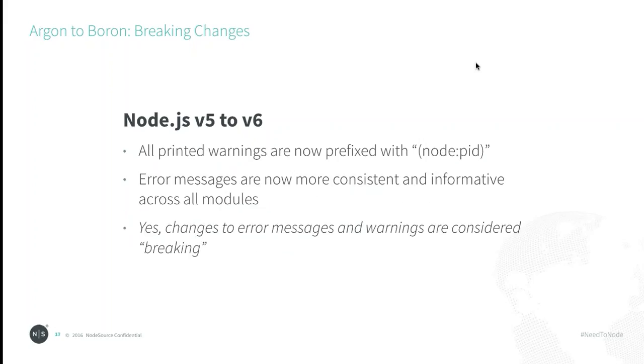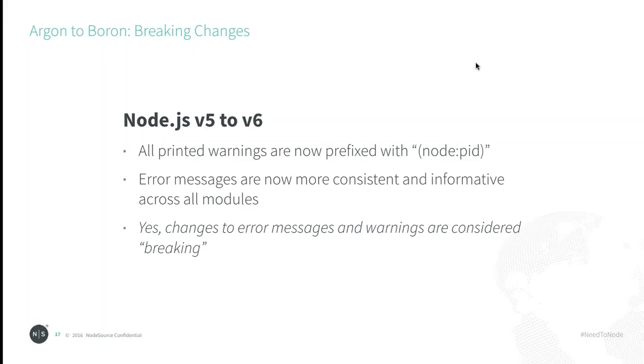All printed warnings now, anything that comes to standard error as a warning, is now prefixed with, in parens, node colon PID, the process ID, and you'll get that on all the output. So you can actually now disambiguate if you've got lots of processes printing out to the same stream, you can see which ones are printing warnings.